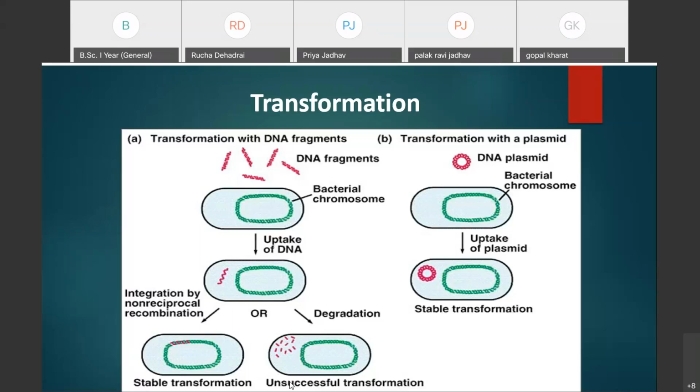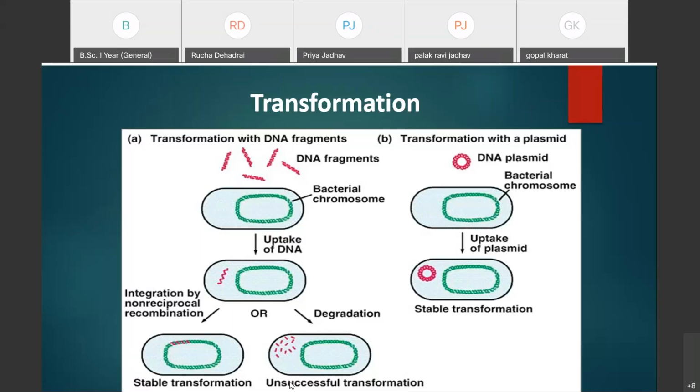Generally, the frequency of transformation depends upon the temperature, the composition of the nutrient medium, and the physiological state of the recipient cell.